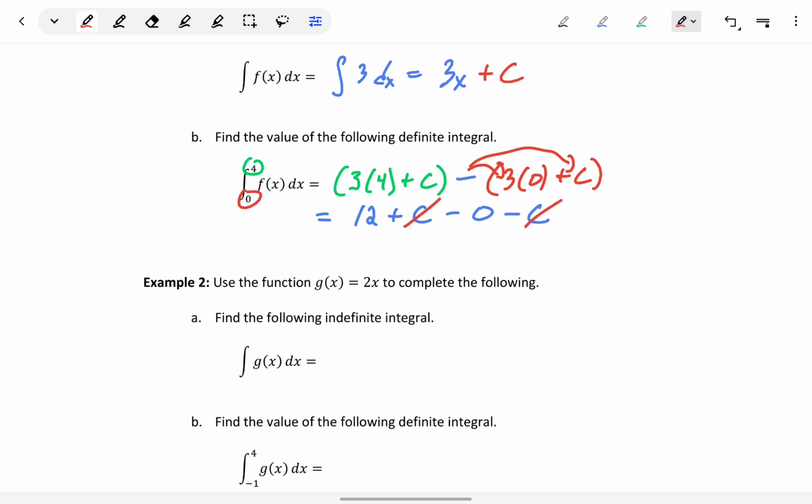Plus c minus c will cancel out. The plus c and minus c will always cancel out with every definite integral problem. So it's okay that it's this unknown constant. When we evaluate the definite integral, it always just disappears or cancels out with the other value. So what we get is 12. The area under this curve between 0 and 4 is 12 square units.